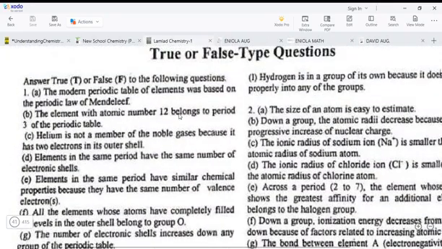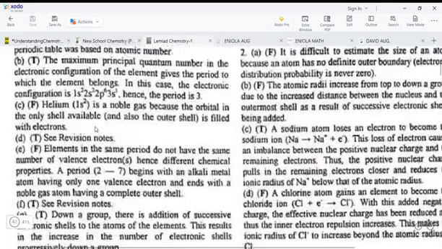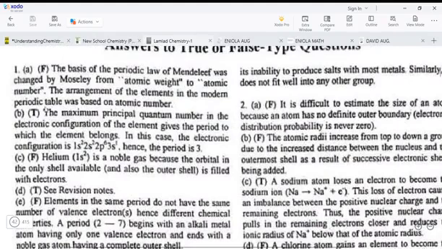Then the second one, alphabet B: the element with atomic number 12 belongs to period 3 of the periodic table. Is it true or false? From what we have here, it is true. The maximum principal quantum number in the electronic configuration of an element gives the period to which the element belongs. So the electronic configuration is this, hence the period is actually 3.